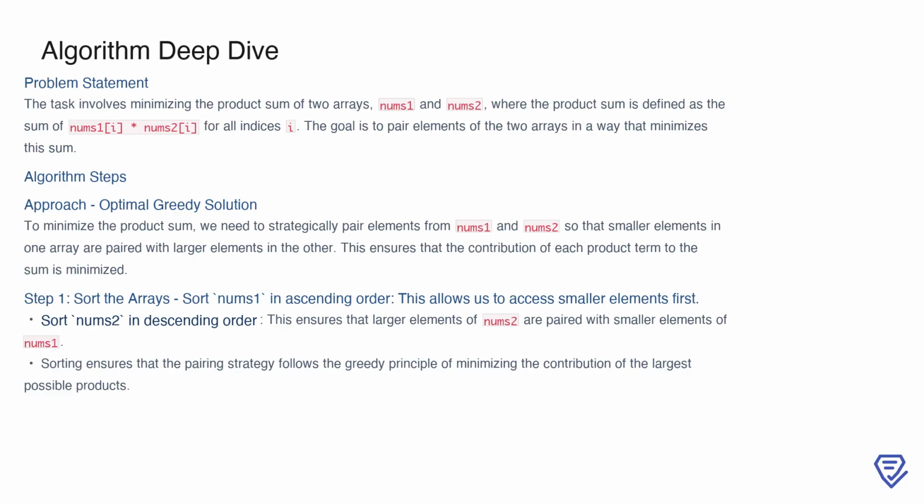We sort nums1 in ascending order to access its smallest elements first, and nums2 in descending order to access its largest elements first. This sorting step ensures that we can maximize the efficiency of our pairings and adhere to the greedy principle of minimizing the product of each pair. Sorting is a crucial pre-processing step that sets up the rest of the algorithm.